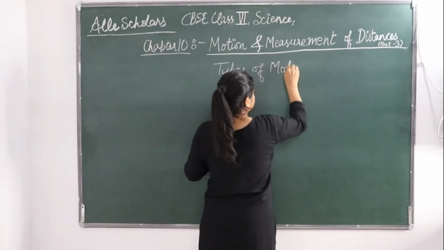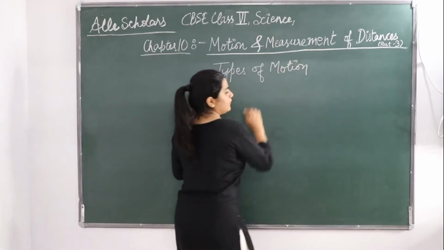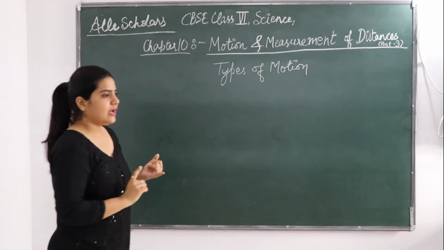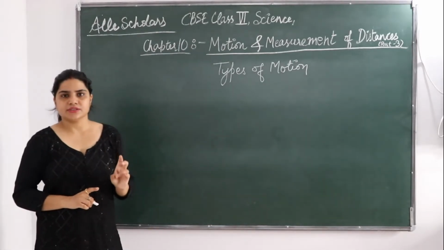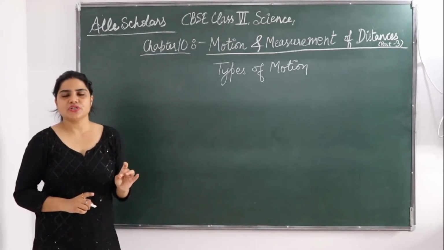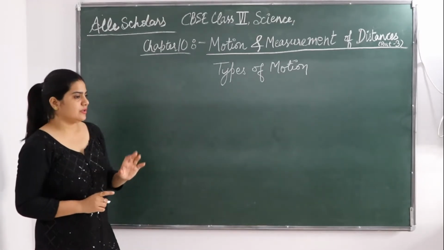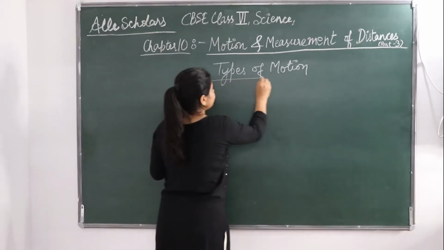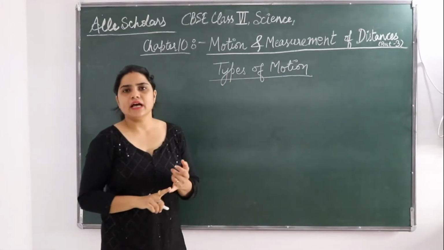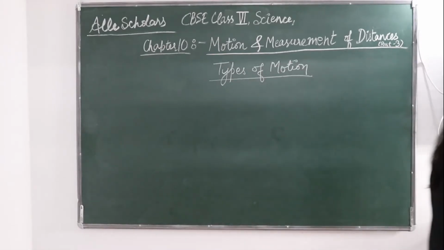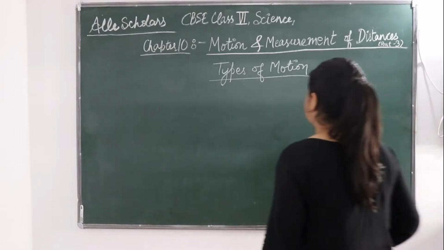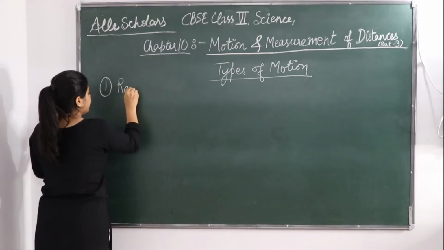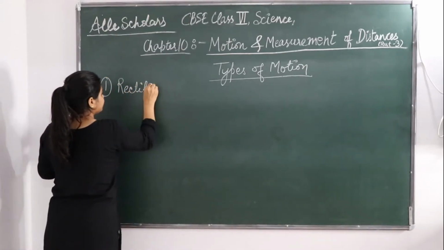If we talk about types of motion, there are basically 4 types of motion: rectilinear motion, circular motion, rotational motion, and periodic motion. So one by one we will be discussing all of these types of motion. So the first one is rectilinear motion. First type of motion is rectilinear motion.